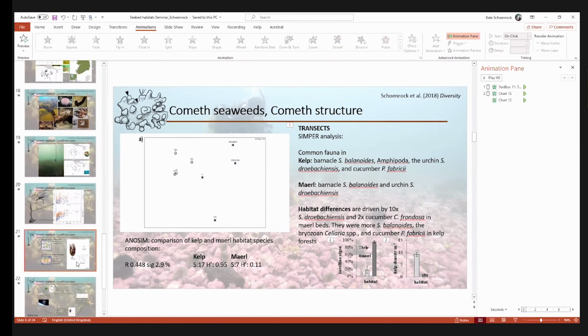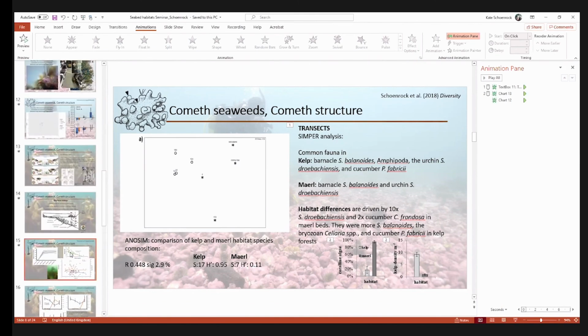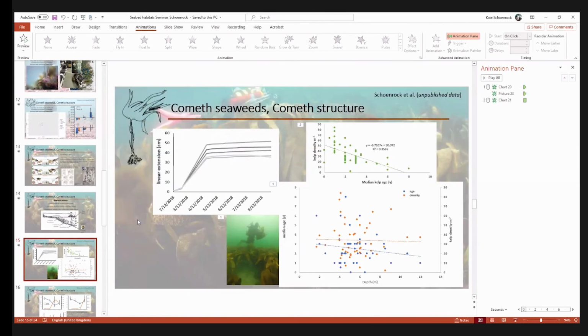And I'm assuming that's in kelp. So if you look at the depth here, actually the median age, for all sites, if you look here, is around 3 to 4 years old is the median age of kelps in this area.